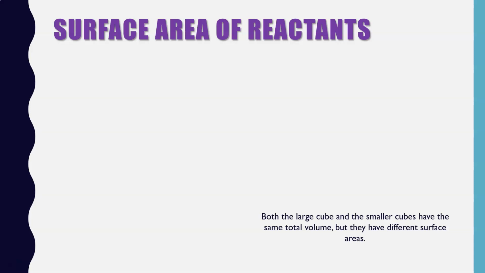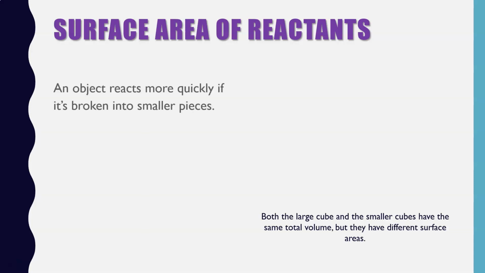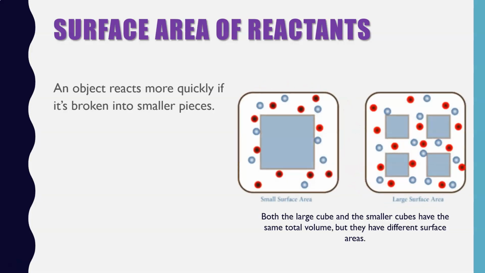Okay, we have done temperature, we have done concentration, we have done agitation or stirring. We now move on to surface area of reactants. Ignore the bottom right hand corner, my graphics are wrong again. An object reacts more quickly if it's broken into smaller pieces. Okay, so we've got this diagram now, and the text would now make sense.